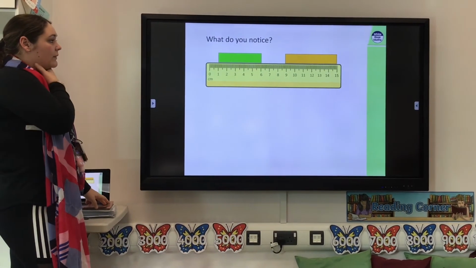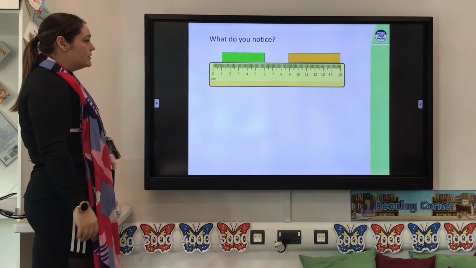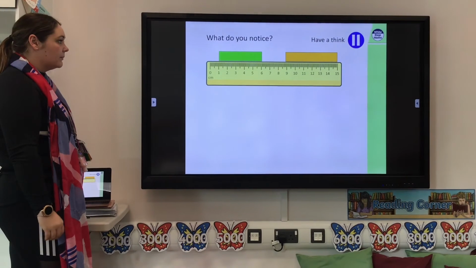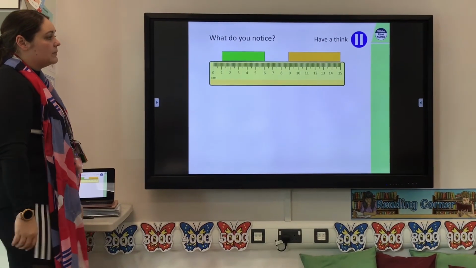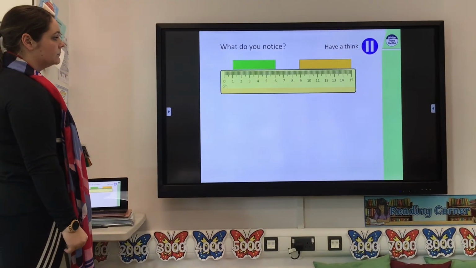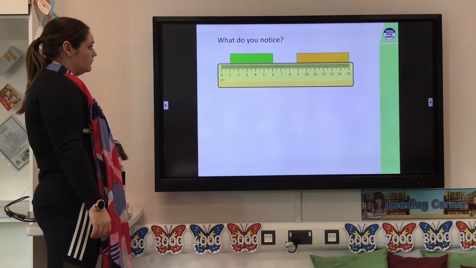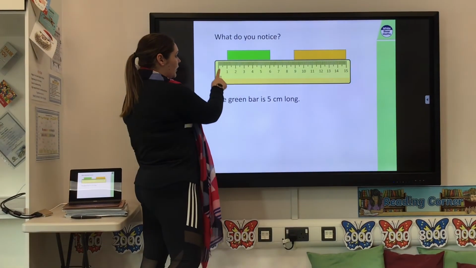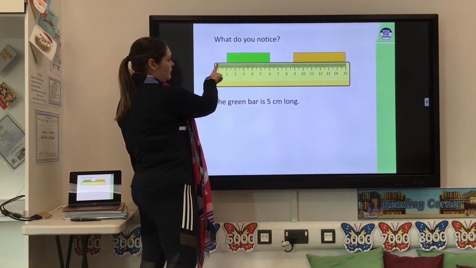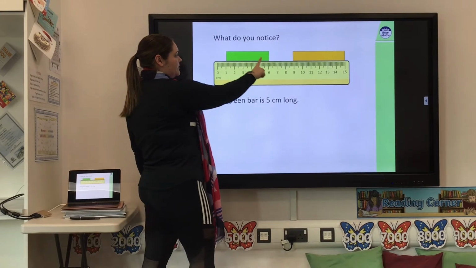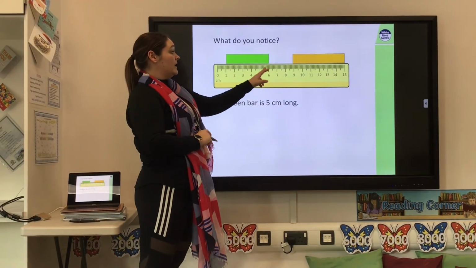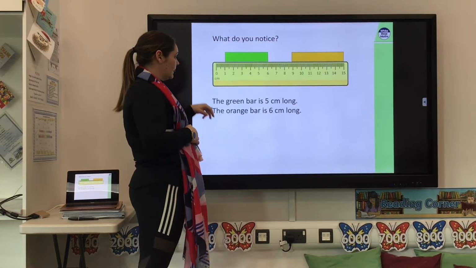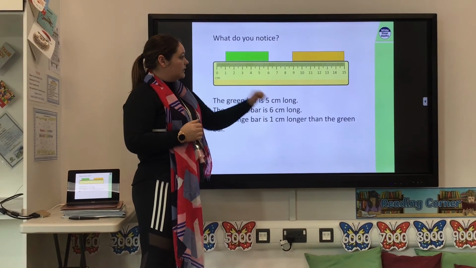Okay, we can have a look at this last one now for me then. We've got 2 different colour blocks. We've got a green block and an orange block. What do you notice? What do you notice about these blocks? Okay, the green bar is 5 centimetres long. So although he's not started with the golden rule starting at 0, you can see it's gone from 1 centimetre to 6 centimetres. So if we do what Mrs. Upchurch did earlier, 6 centimetres take away the 1 is 5 centimetres. The orange bar is 6 centimetres long.